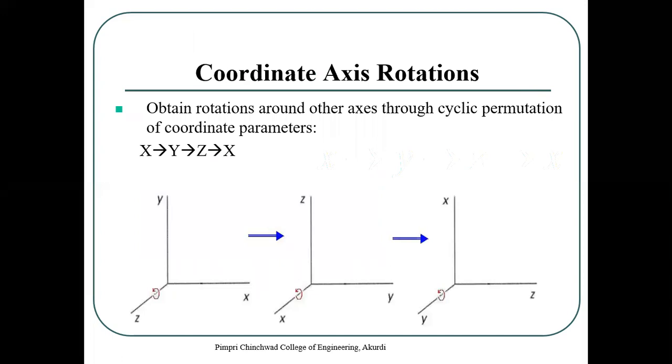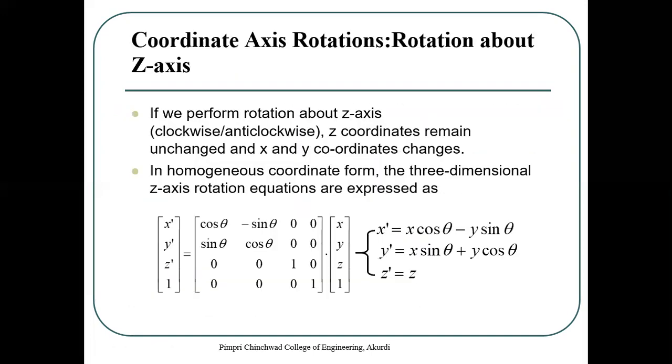Now next, how do we find the rotation about the x-axis and y-axis? In the previous point we saw how to find the rotation about the z-axis. Rotation about the z-axis is equal to the rotation in the two-dimensional plane, except here we also have the z coordinate, and the z coordinate value remains unchanged when we perform the rotation about the z-axis.